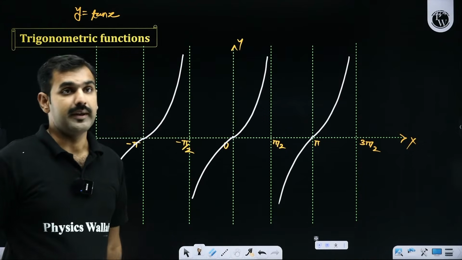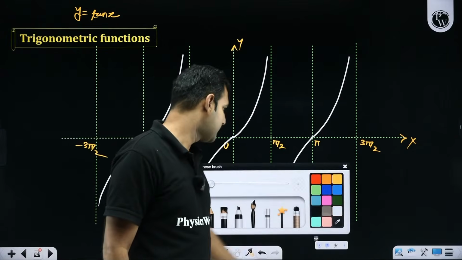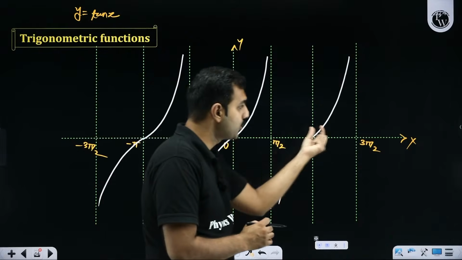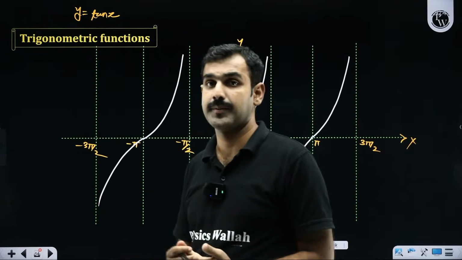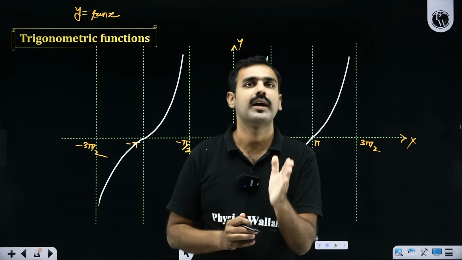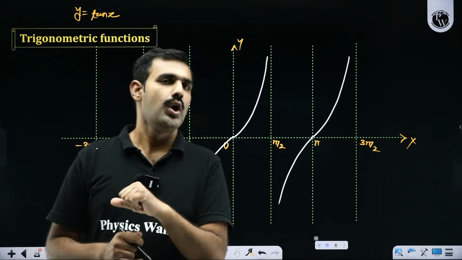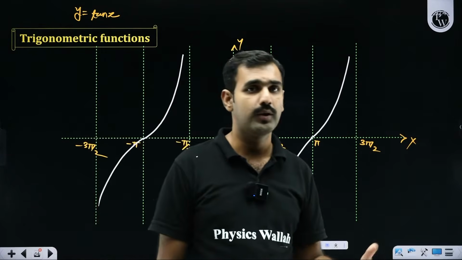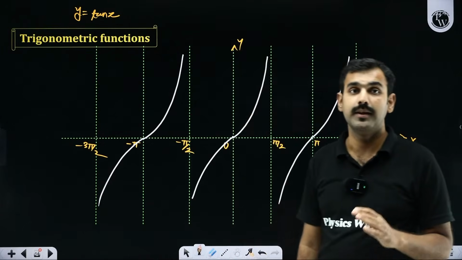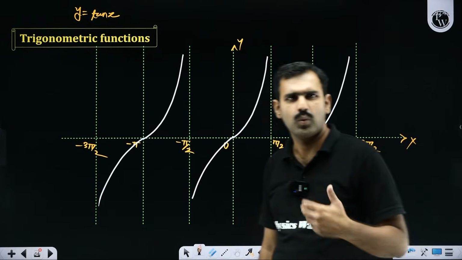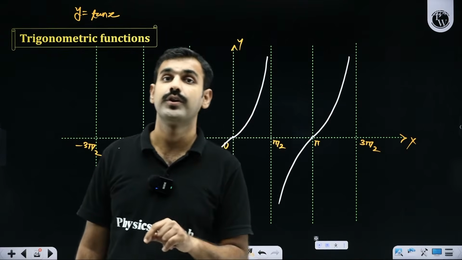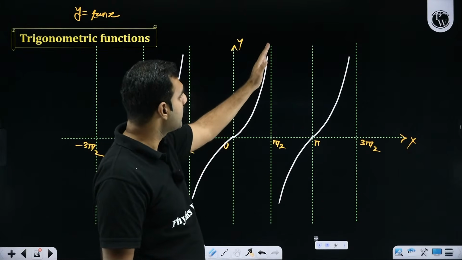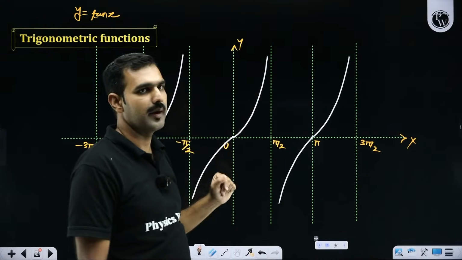So, sir, what does it really mean? This means that minus pi by 2, pi by 2, 3 pi by 2, these are all those points where tan x becomes not defined. These lines, which are parallel to the y-axis at pi by 2, 3 pi by 2, 5 pi by 2, 7 pi by 2, become asymptotes. So what are asymptotes? Asymptotes are the tangents to the curve which touch it at infinity. So this will keep getting closer, but it will never touch pi by 2.